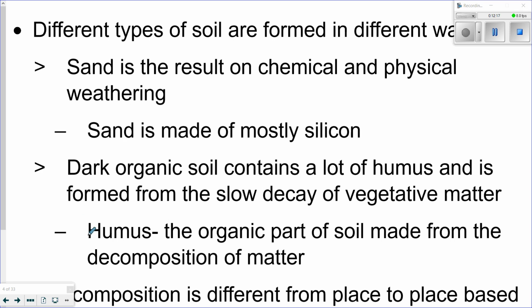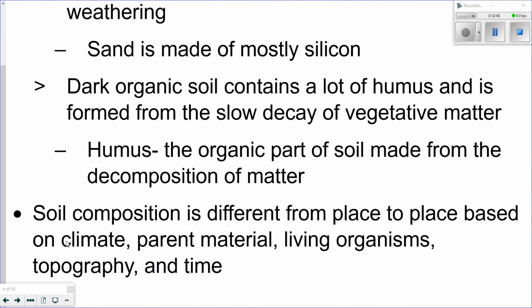But humus is the organic part of soil made from the decomposition of matter. So it's organic, it is made from living things overall. So this might be fungi that have broken down, logs that have fallen and kind of rotted, and all of those nutrients go into the soil underneath it. And soil composition is going to be different from place to place based on a lot of different factors.